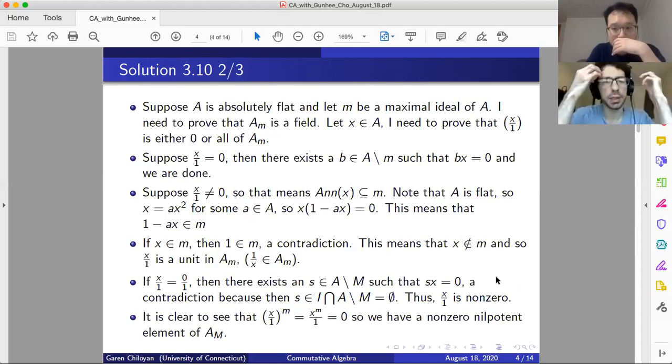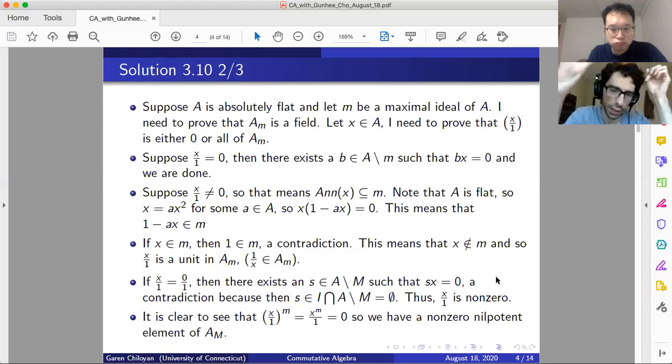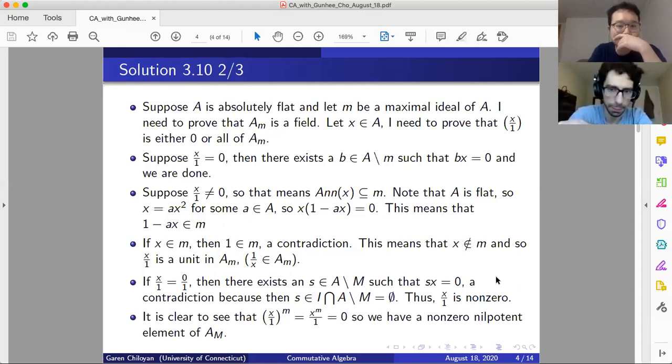Left to right. So let's say A is absolutely flat and let M be a maximal ideal of A. I need to prove that A localized at M is a field. How do I do that? So let x be an element of A. I need to prove that every ideal is either 0 or the whole ring. So I need to prove that every element is either 0 or a unit. So that means that either the ideal generated by x over 1 is 0, or it is not proper. It is the whole ring, A localized at M.